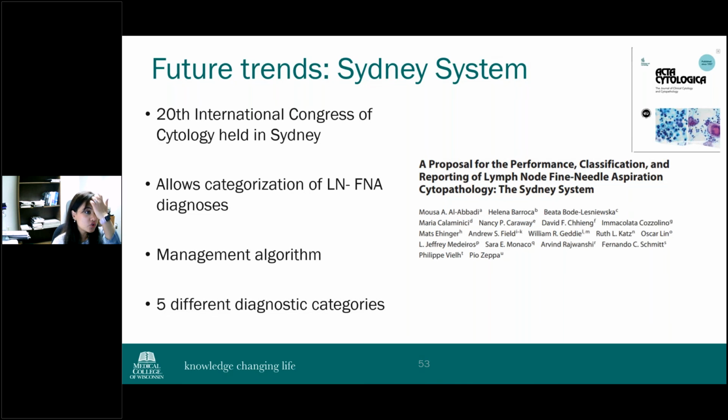Moving towards future trends, there has been a proposal for standardization of lymph node fine needle aspirations, and this system is named the Sydney system. This allows categorization of lymph node fine needle aspiration diagnoses. It provides 5 different diagnostic categories and also provides a management algorithm. This is still a work in progress.